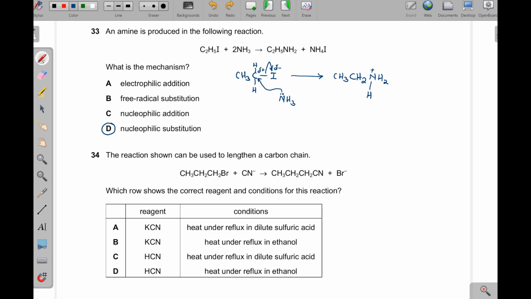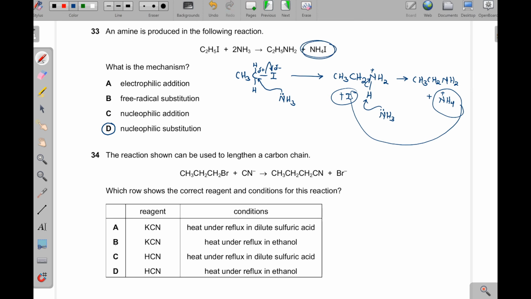So what is happening is that another ammonia molecule will come here and scoop off this hydrogen from here, and then this one will break off by giving to that. Then you will get this CH3, CH2, then NH2. So what are we having here? Ammonium ion. But again here, we are having an iodide that came from here. So when this iodide reacts with this ammonium ion, you can get ammonium iodide.